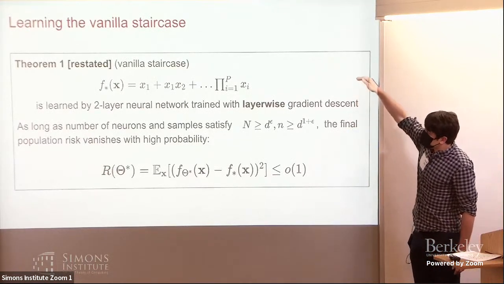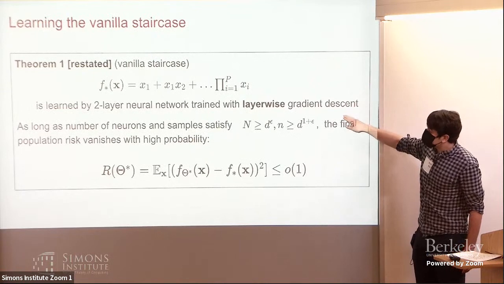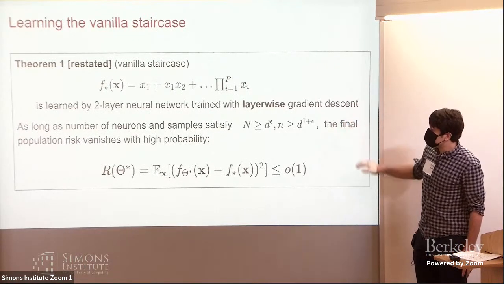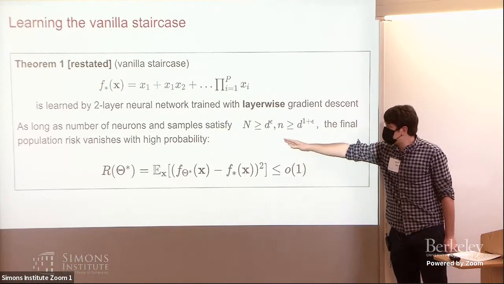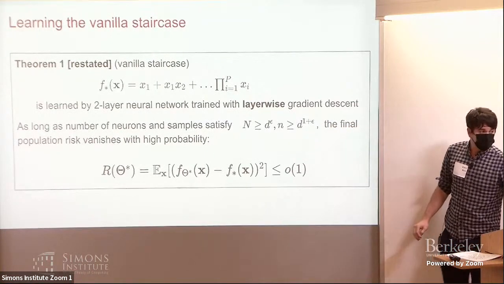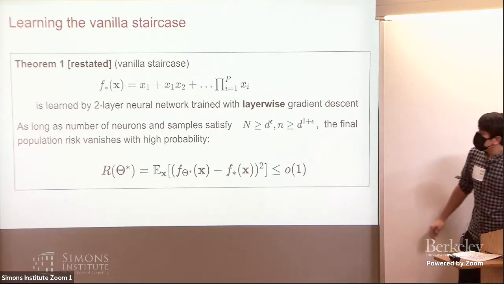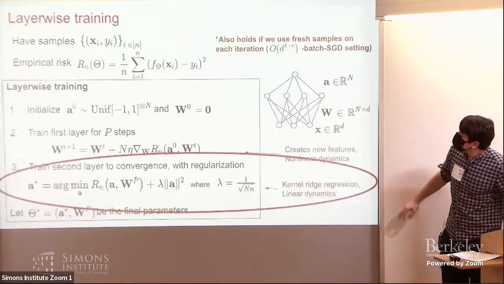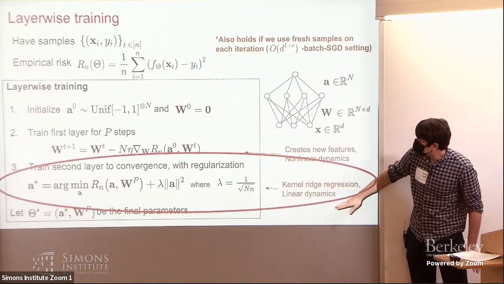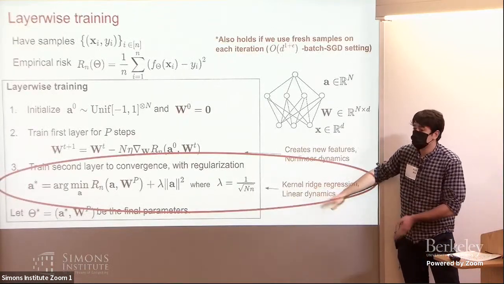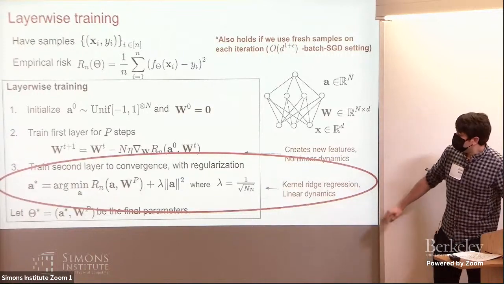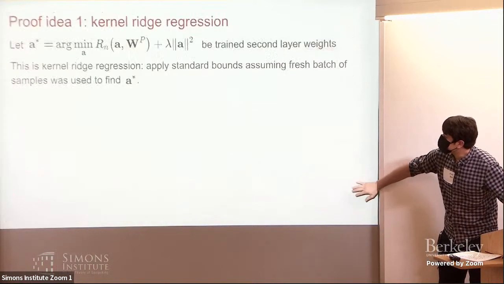It says the vanilla staircase is learned by a two-layer neural network trained with this layer-wise gradient descent, as long as you have d to the epsilon neurons and d to the one plus epsilon samples. And so let's first see how we could analyze the generalization error. Let's say what happens when you train the second layer.